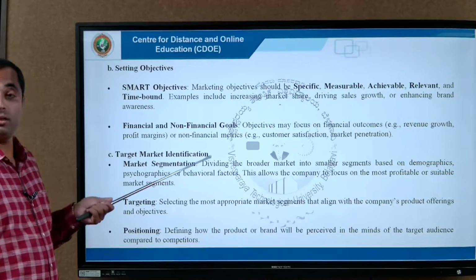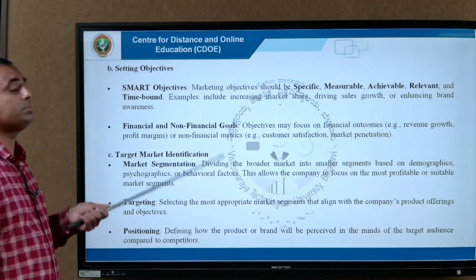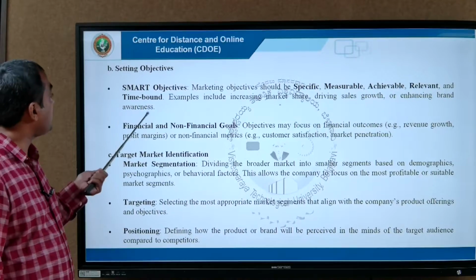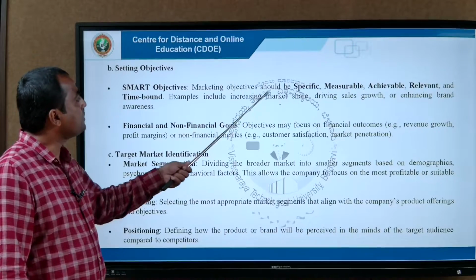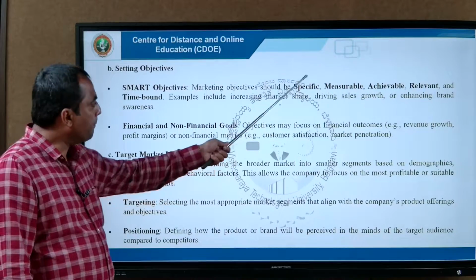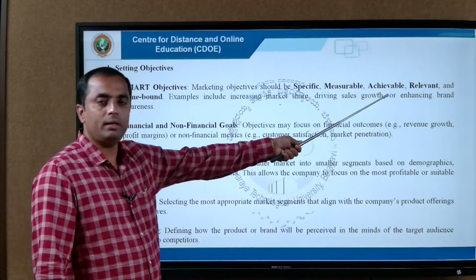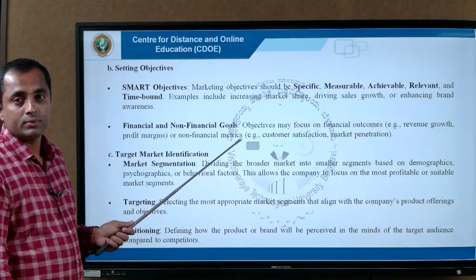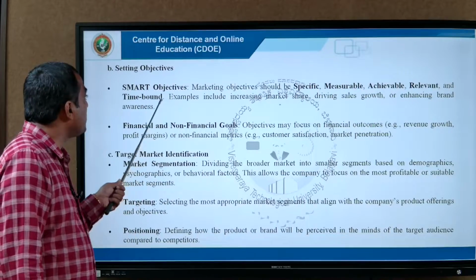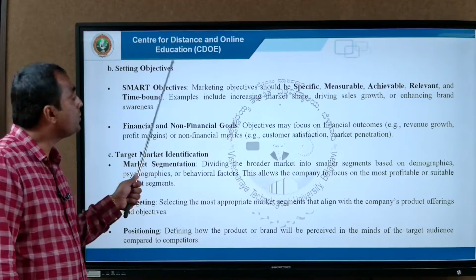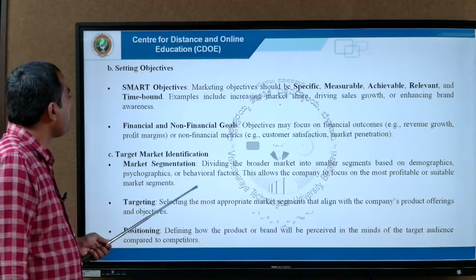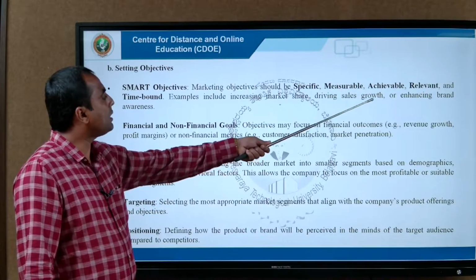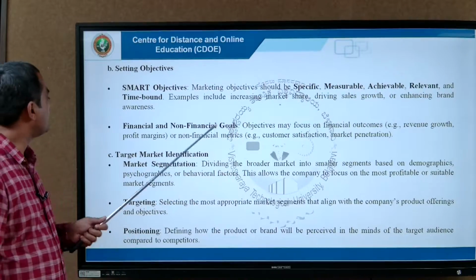The second step is to set objectives. So your objectives should be SMART objectives. Marketing objectives should be specific, measurable, achievable, relevant and time bound. So we need all this. If you want to be successful, your objectives should be SMART objectives. Examples include increasing market share, driving sales growth or enhancing brand awareness.